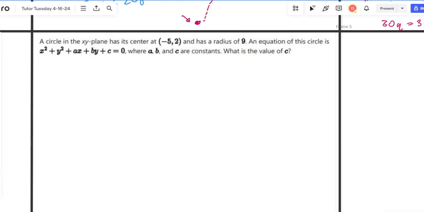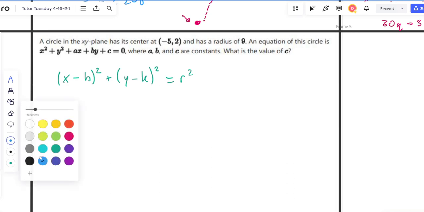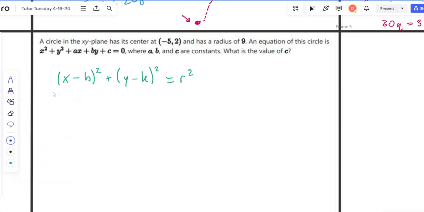I have a circle that has its center at -5, 2 and a radius of 9. An equation of the circle can be written like so, where a, b, and c are constants. What's the value of c? Let me tell you guys, the general formula for an equation of a circle is x minus h squared plus y minus k squared equals r squared. So if I just substitute in all the values from the question, we get x plus 5 squared. We get y minus 2 squared.